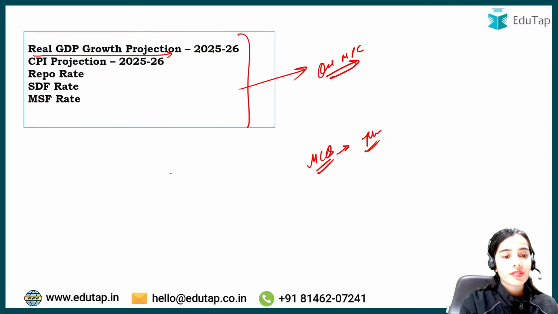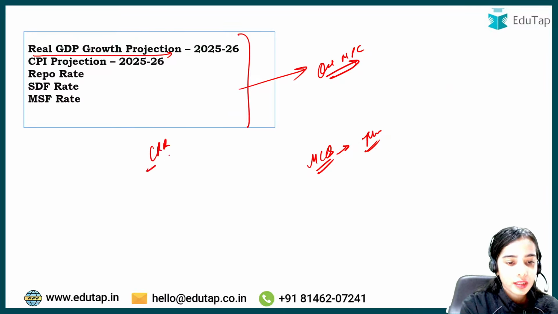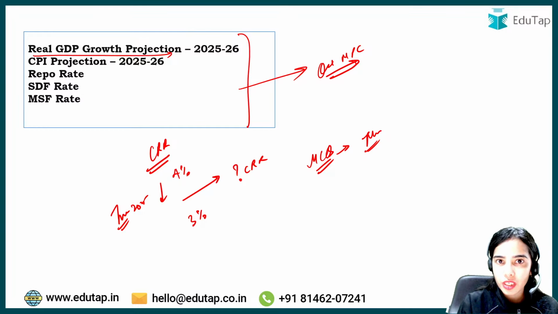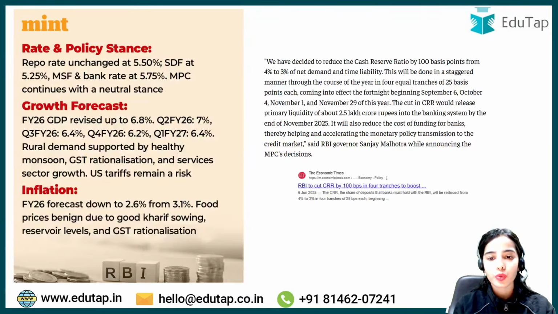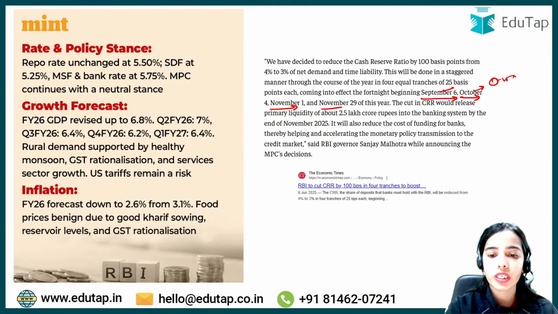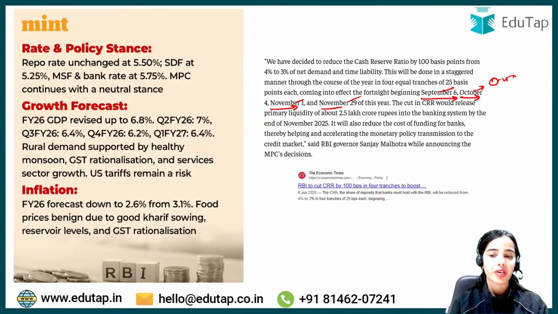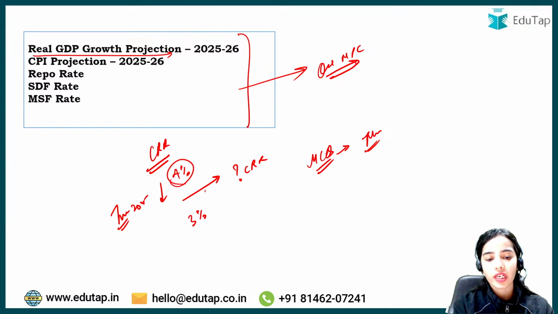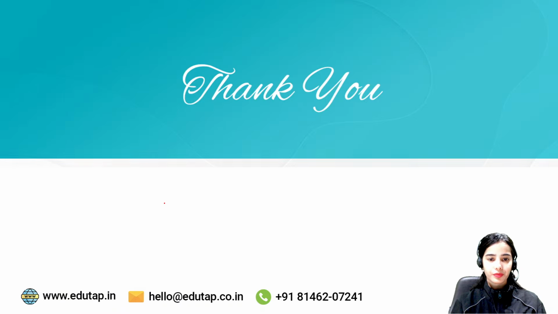Also, you have to tell me that the CRR was decided to be reduced in June 2025, from 4% to 3%. Now currently, what is the CRR? Because the CRR was not immediately decreased from 4% to 3%, it was decided that the CRR will be reduced in 4 equal tranches. That is, it will be reduced by 0.25% in September, 0.25% in October, and on November 1 and November 29. So till now, the CRR has been reduced from 4% to what percentage? That is the idea.